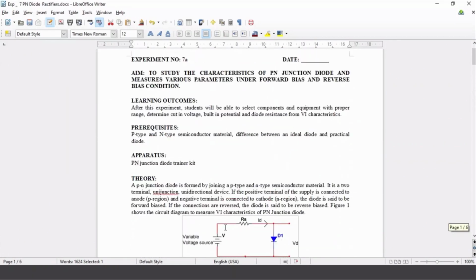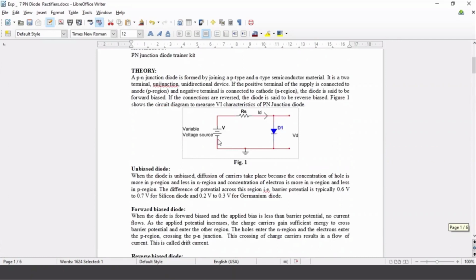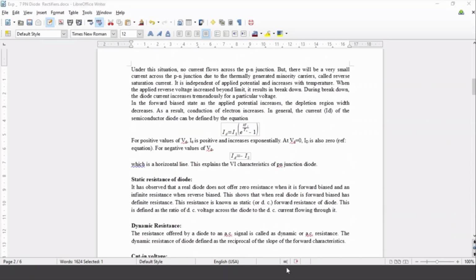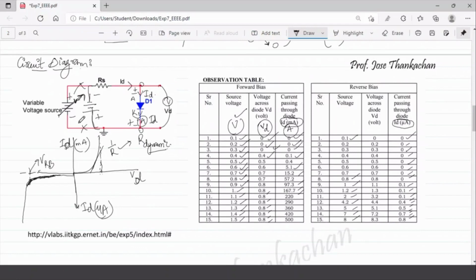We understand what the PN junction diode is and how to connect it in forward and reverse bias conditions and plot the characteristics. The only important thing is the scale which I told you. That means the positive y-axis is in milliamperes, whereas the negative y-axis is actually in microamperes. So make sure that you follow this.